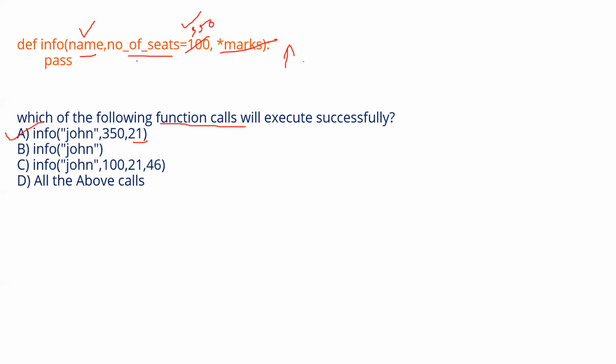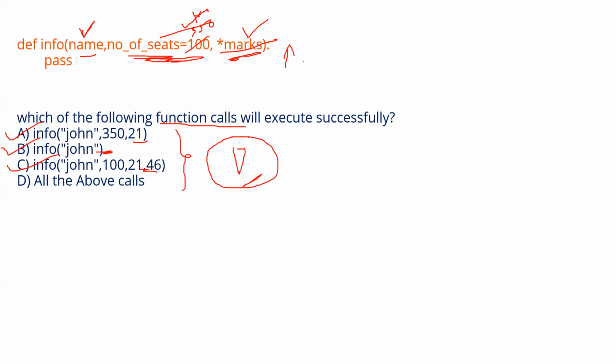Info of John, okay, this is the default argument. If you don't specify any value, no problem, 100 will be kept as it is. And star marks, there are no arguments here, so this will be an empty tuple. This will also be a correct option. Now John will be copied here, 100 will be copied here, overridden here, 21 comma 46 will be copied to this tuple. So this is also correct, which means option D, all the options are correct.